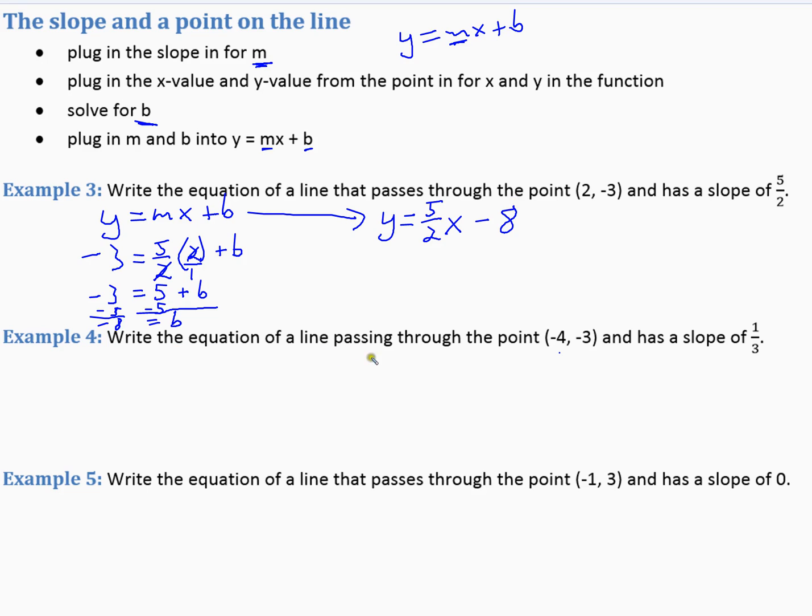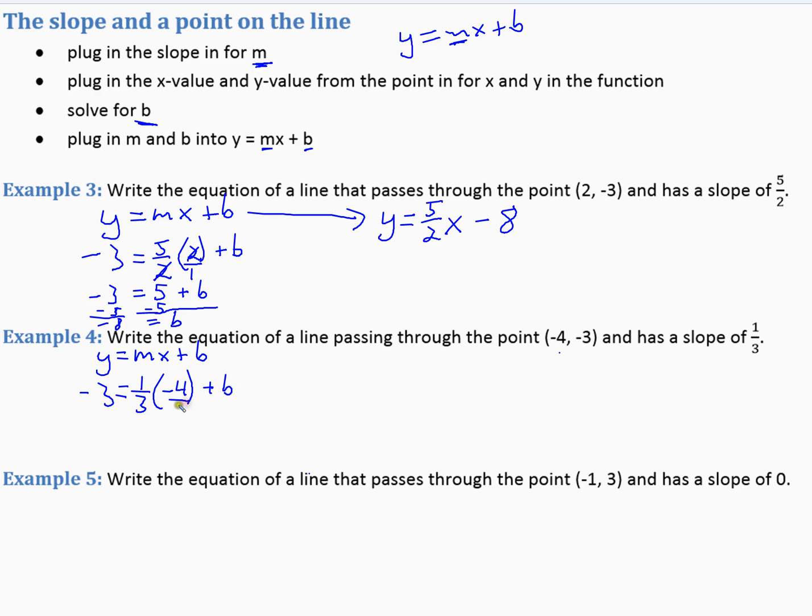Next one, write the equation of a line passing through the point negative 4, negative 3, and has a slope of 1/3. So again, we're going to start off with y equals mx plus b. We're going to put in our slope for m, which is 1/3. We're going to put our point in for x and y. Our value for y is negative 3, and our value for x is negative 4, and then you have the plus b.